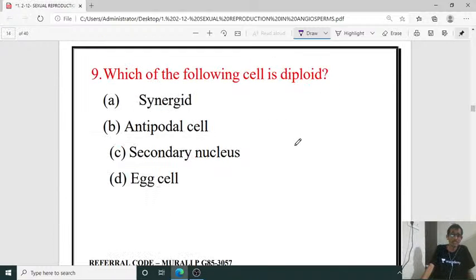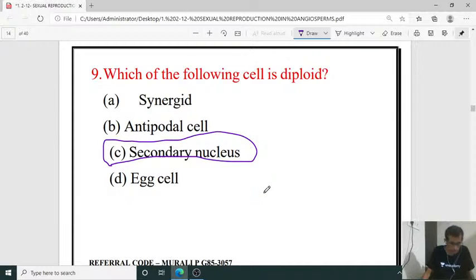Next, question number 9. Which of the following cells is diploid? In the beginning I spoke about the 7-celled, 8-nucleate condition, isn't it? So which is the diploid cell? Synergids, haploid. Antipodal cell, haploid. Egg cell, also haploid. What about the secondary nucleus of the central cell? I said polar nuclei, isn't it?